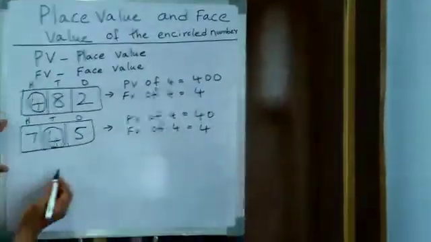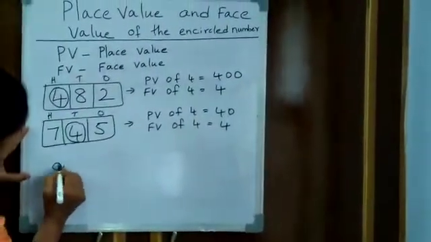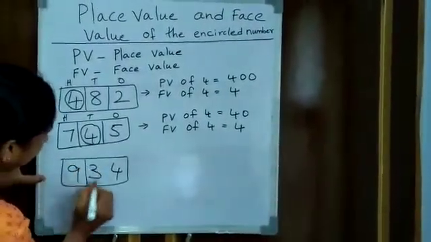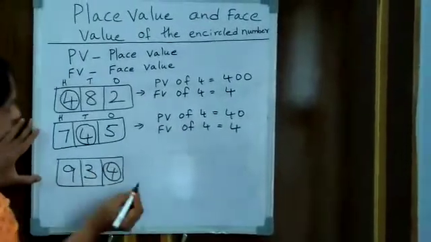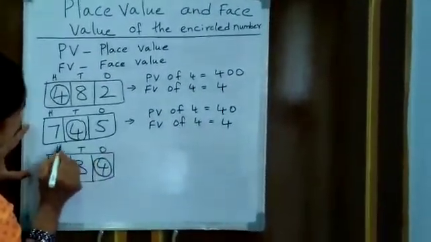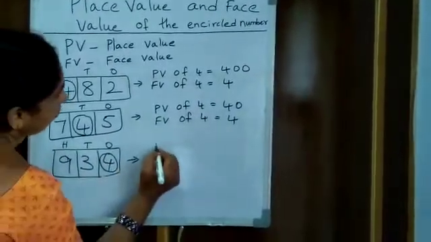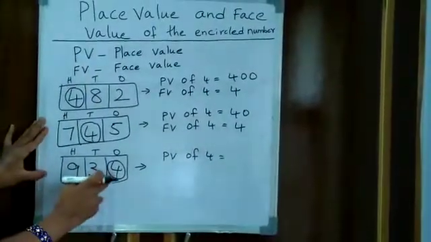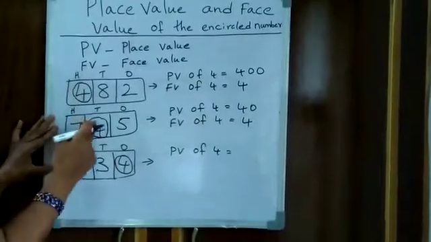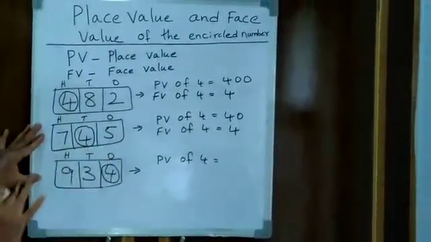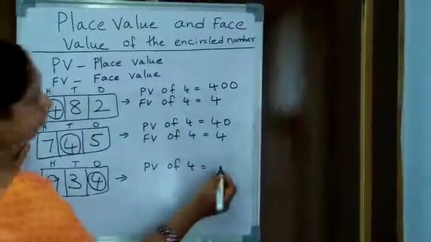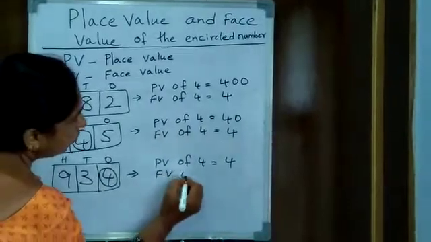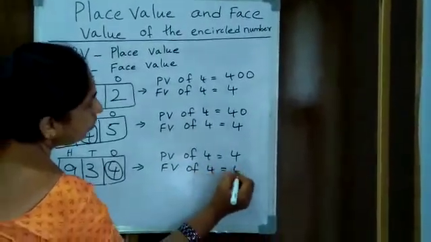See here again, 934. Again I am encircling 4. Write the place values: ones, tens, hundreds. Now see here, place value of 4 is equal to... Here 4 is in the hundreds place, here 4 is in the tens place, and here 4 is in the ones place. So 4 ones, 4. And face value of 4 is equal to 4.